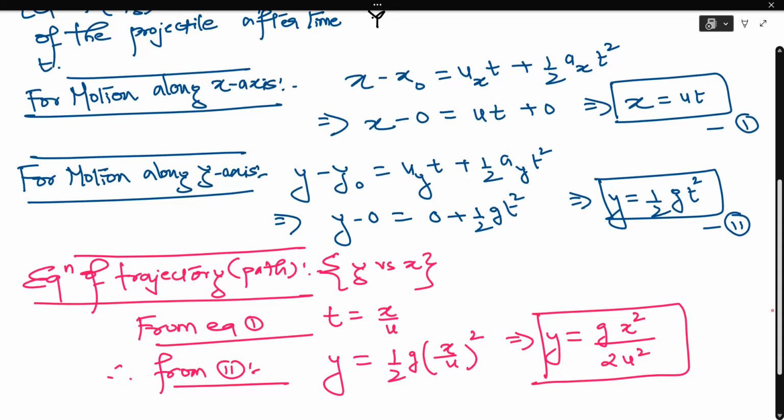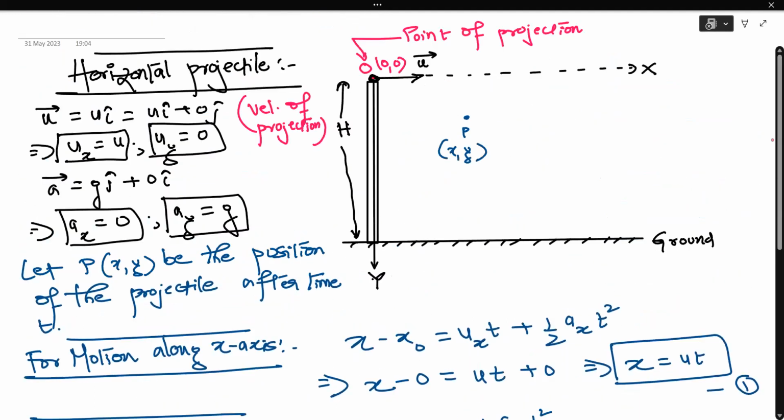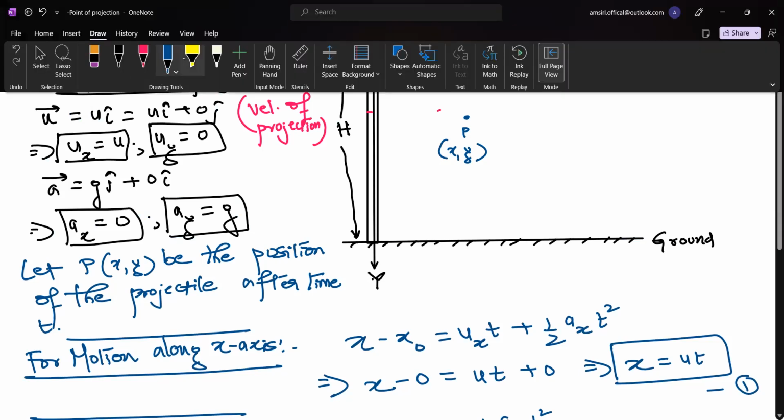This means when x is 0, how much is y? 0. When x is 1, how much is y? g by 2 u square. When x is 2, how much is y? 4g by 2 u square. When x is 3, how much is y? 9g by 2 u square. That means if I take the units of g by 2 u square, then at 0 it will be 0, at 1 it will be 1, then 4, and so on. So if you join all these points, you will get a curve.